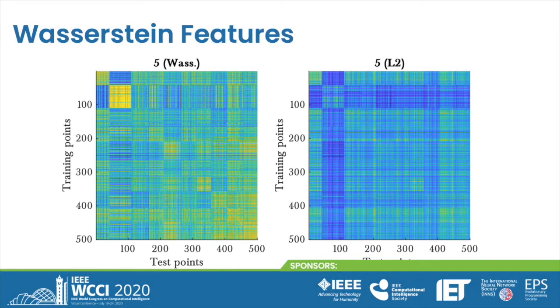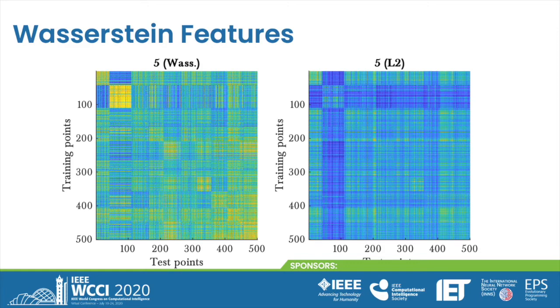So here's an example where we have used 500 data points in the core set, and we are estimating 500 other data points, and we can compute the Wasserstein exponential kernel on the left and the L2 kernel, the RBF kernel on the right, and this is based only on 5 features.